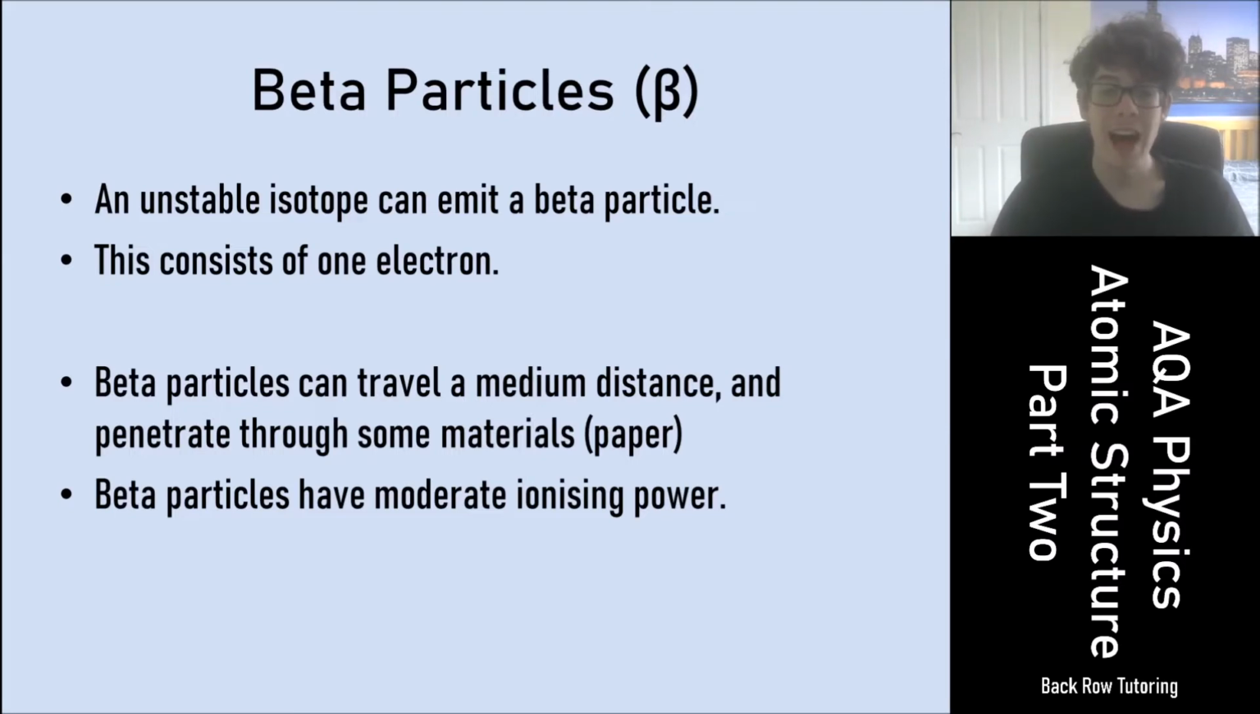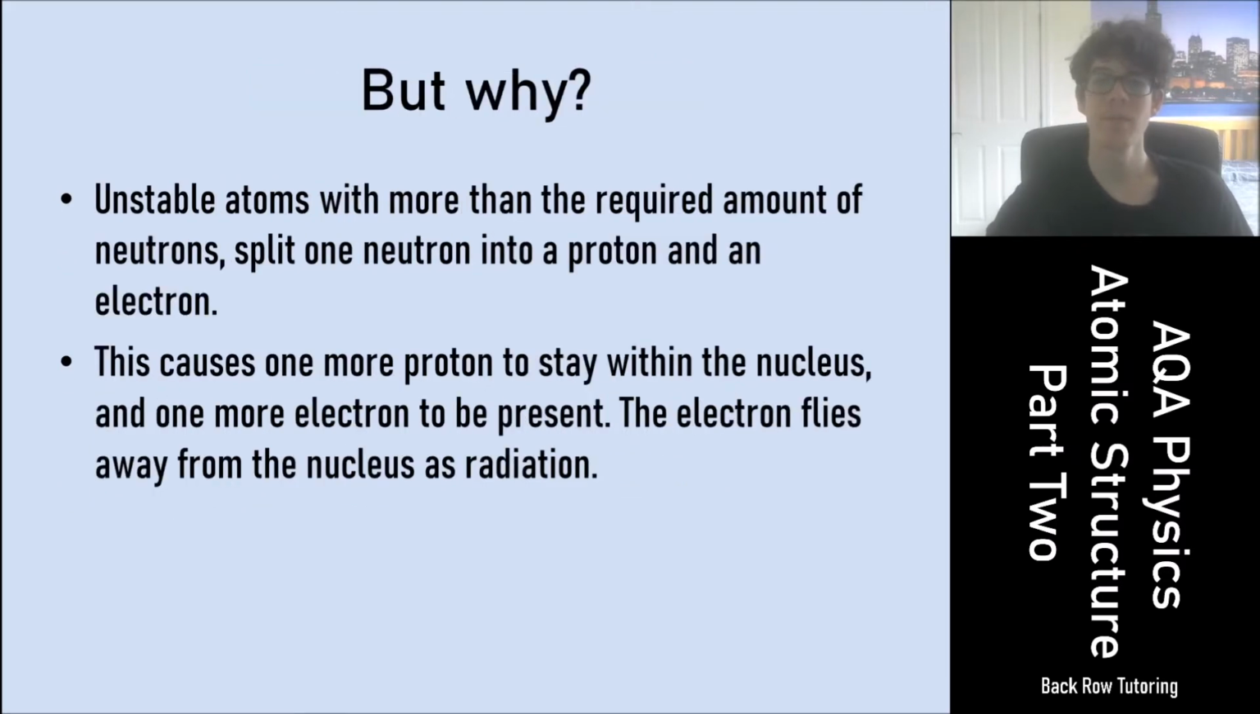Beta particles have moderate ionizing power. So not quite as much ionizing power as alpha particles, but still a fair amount. So beta particles can travel through a little bit more, and they're a little bit more ionizing. Unstable atoms with more than the required amount of neutrons split 1 neutron into a proton and an electron. This causes 1 more proton to stay within the nucleus and 1 more electron to be present. The electron flies away from the nucleus as radiation.